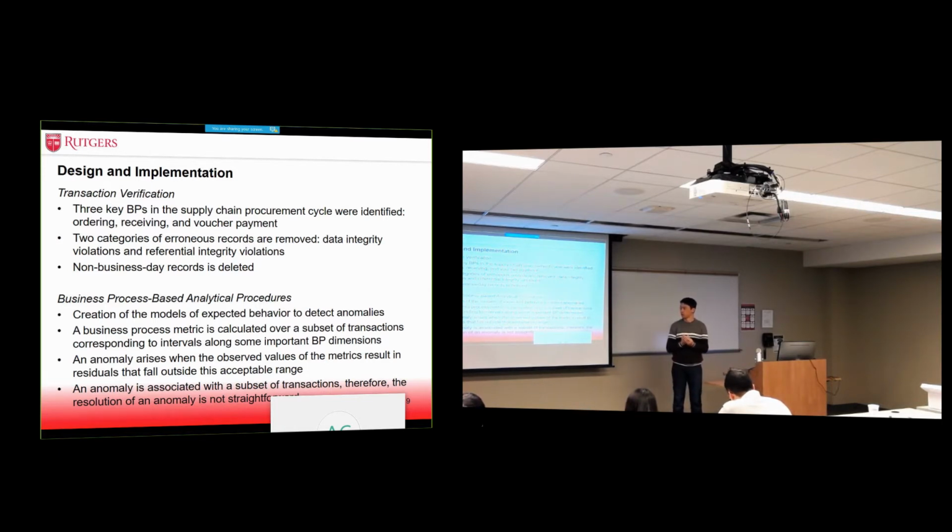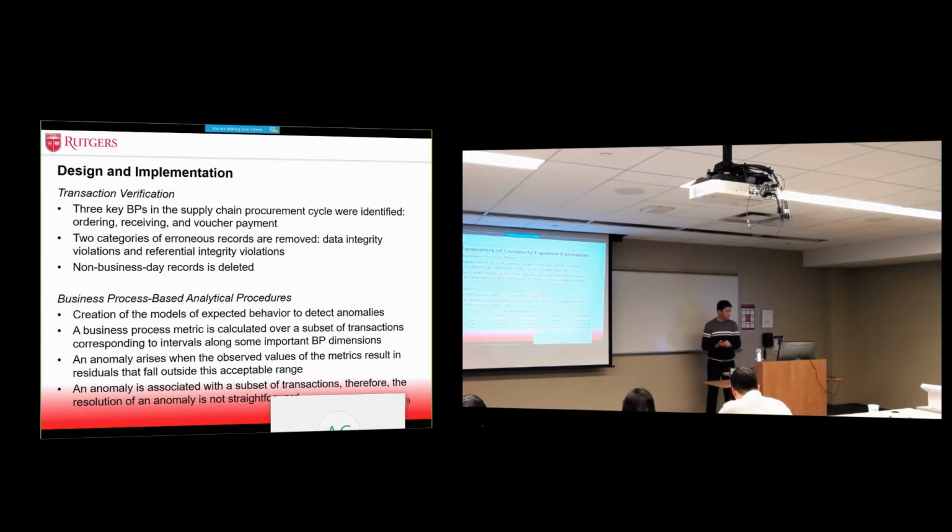Therefore, resolution of an anomaly is not straightforward, while in the first step, when business rules were applied, the business transaction itself detects which transaction violated the business rule. In the analytical procedures part, it just shows in which case you have an anomaly, but it requires further investigation from the auditor to find out which transaction it is and who's responsible to correct that mistake.